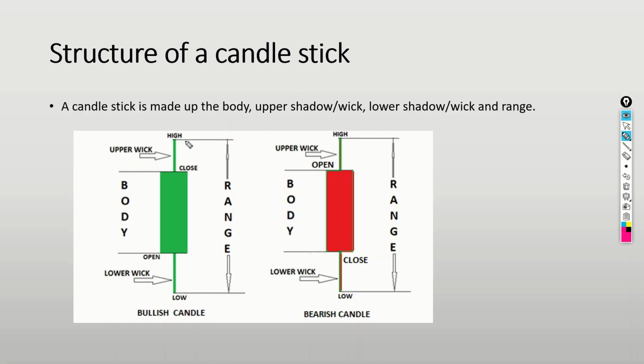So in short, a candlestick is made up of the body, this green part here, and then it has the upper wick, the lower wick, and the range all the way from the high to the low.